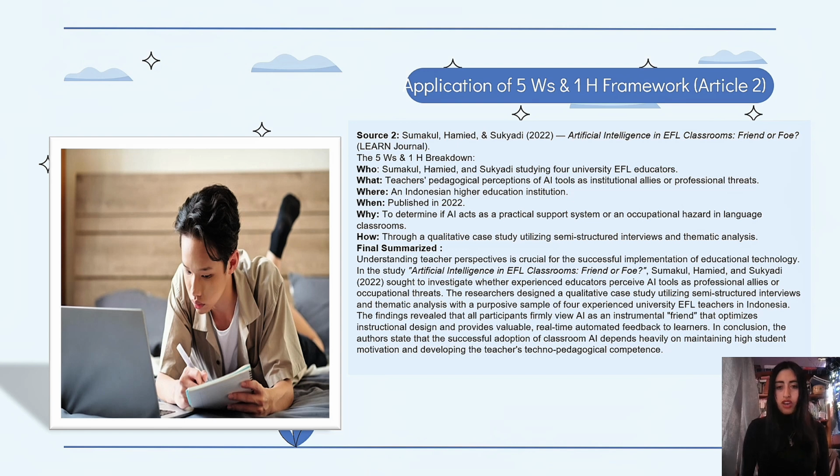The findings revealed that all participants firmly view AI as an instrument that optimizes instructional design and provides real-time automatic feedback to learners. And in conclusion, the authors stated the successful adoption of classroom AI depended heavily on maintaining high student motivation and developing teacher technological pedagogical competence.